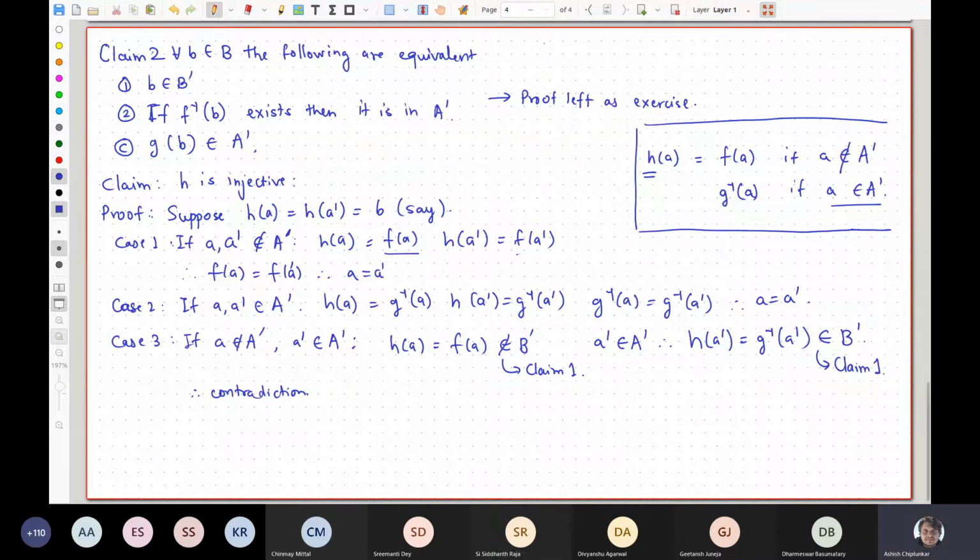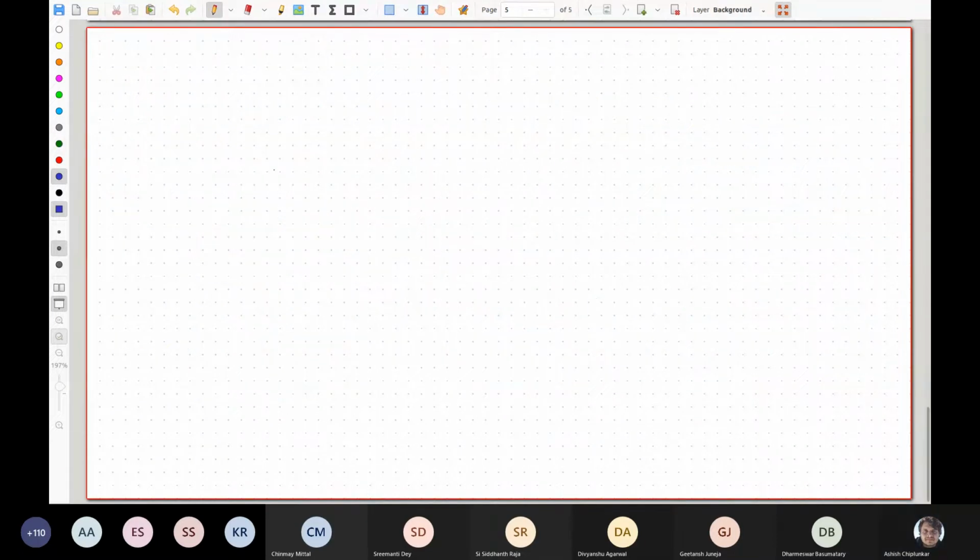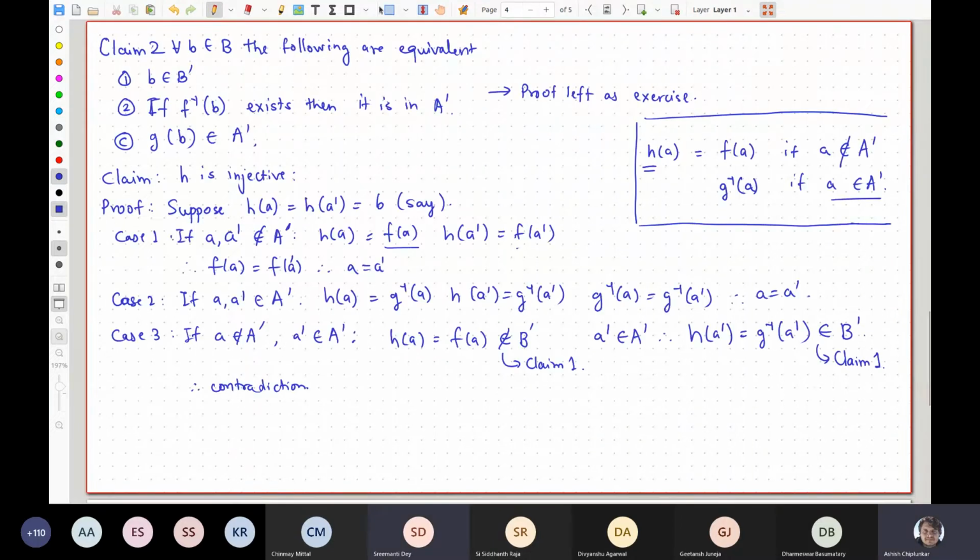Okay, so let's try to prove that H is surjective. Yeah, so when we said that this is a contradiction to case 3, right? This is a contradiction to the assumption that H of A is equal to H of B. Sorry, H of A is equal to H of A prime. Okay.